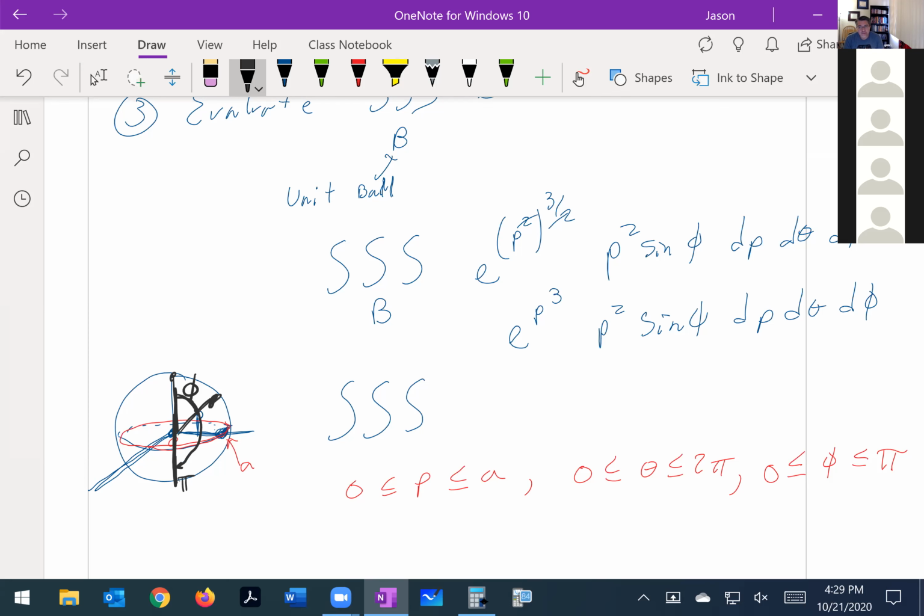Do you want me to grab an orange? I mean, it might help. Go grab an orange, look at the orange slice, and then put the orange back together, all the way around. So phi goes from 0 to pi.